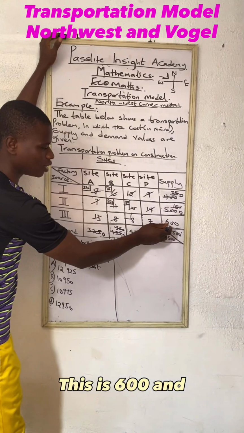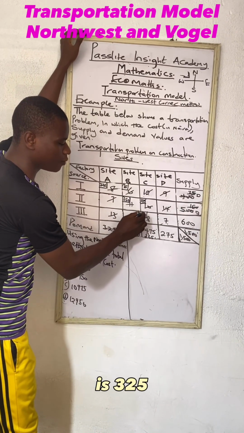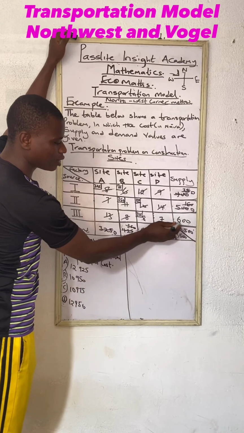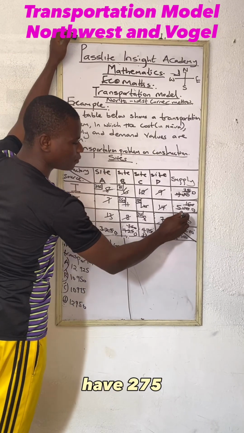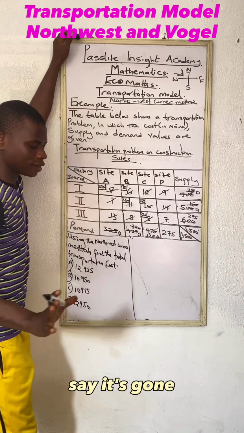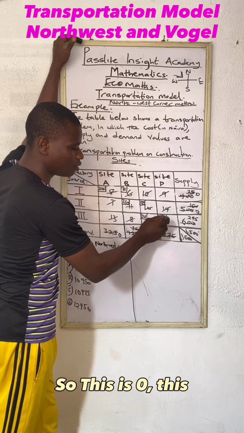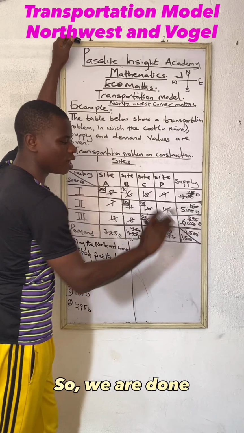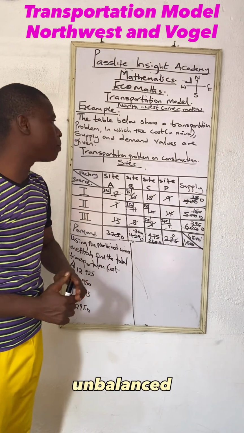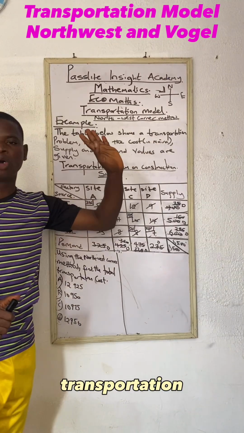This is 600 and this is 325. So the smallest one is 325. 325 minus 325, this is 0. 600 minus 325, you're going to have 275. So all points that you have 0, cancel it, gone. So let's go to the next one. You see that they are the same, 275, 275. So this is 0, this is 0. So we are done. At the end you must have 0, 0. If you don't have 0, 0, that means it's an unbalanced supply, or an unbalanced transportation model.